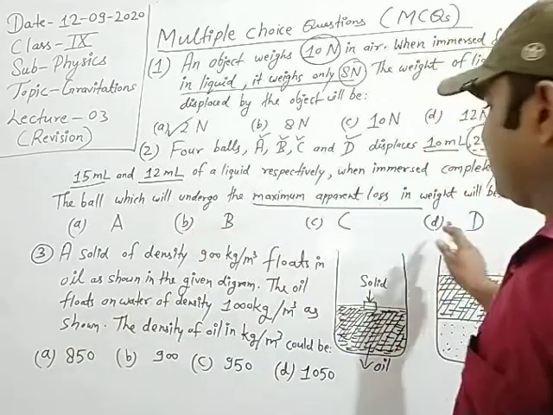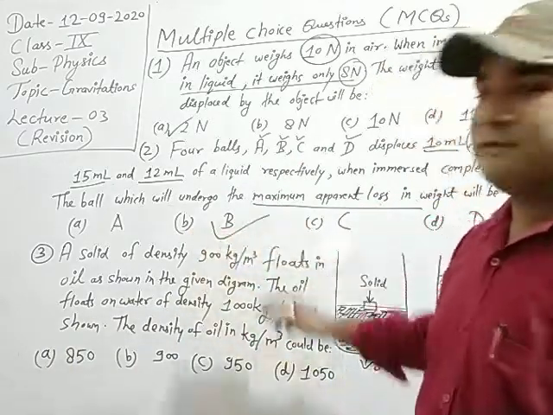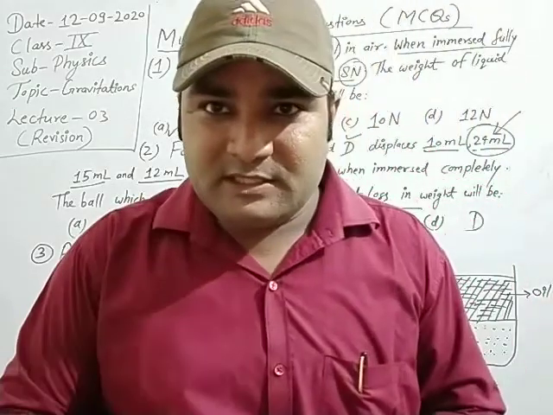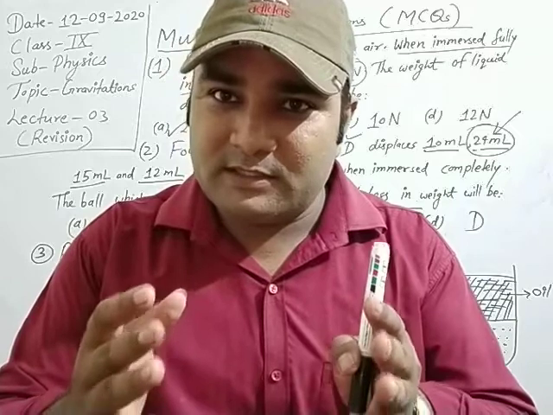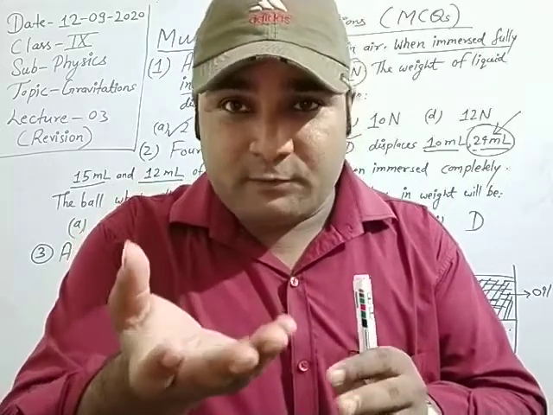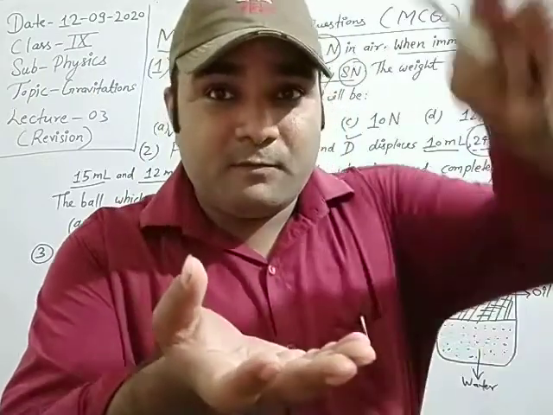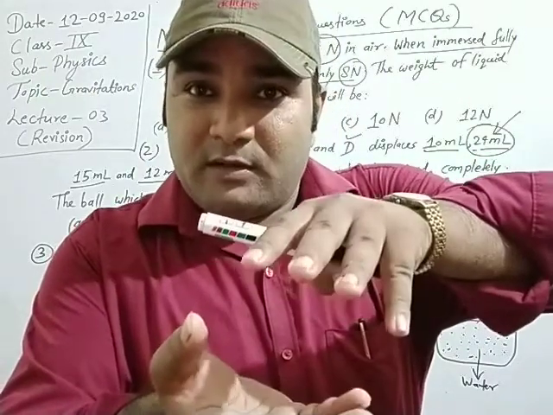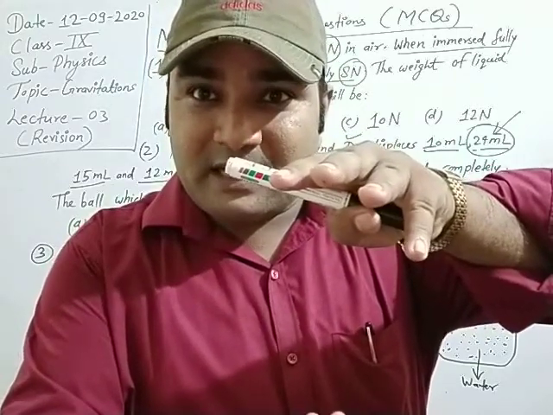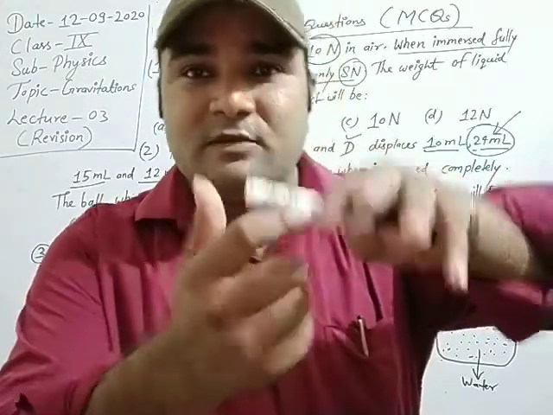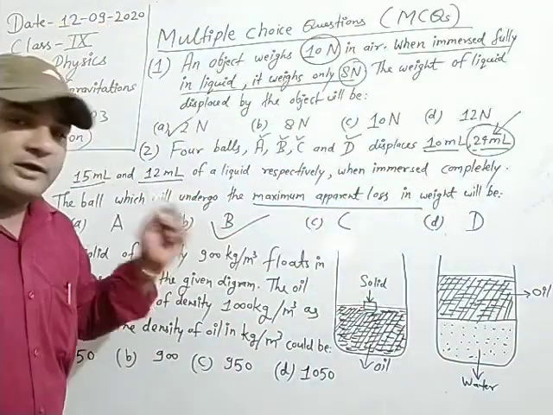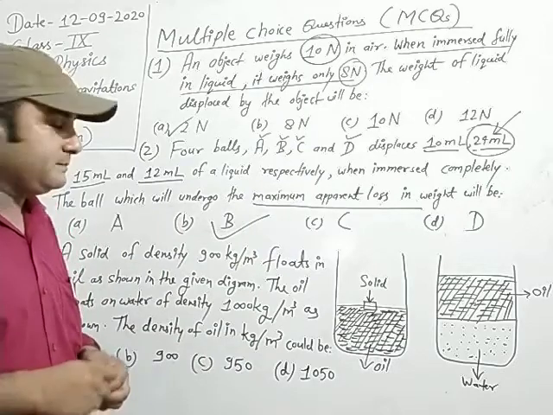Here there are 4 options A, B, C, D. So B is the correct option. Body B displaces the maximum volume of water, so the maximum force acts on ball B, and whenever the maximum force acts on ball B, the weight of that ball is reduced the most. It means the apparent loss in weight will be maximum in ball B.